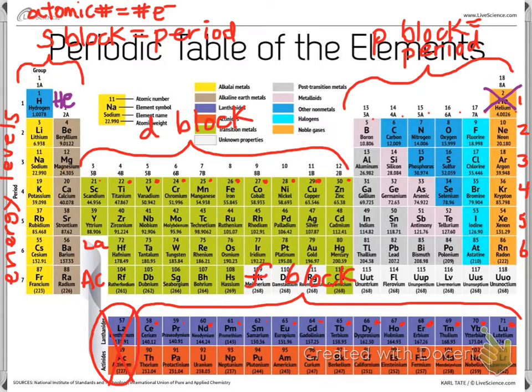Now, for D and F, it changes a little bit. The D block is 1 behind, so it's going to be equal to our period minus 1. So when I talk about scandium to zinc, those are in the 4th period, but the D block is 1 behind, so those are not 4Ds, those are 3Ds. So these are my 3D orbitals.